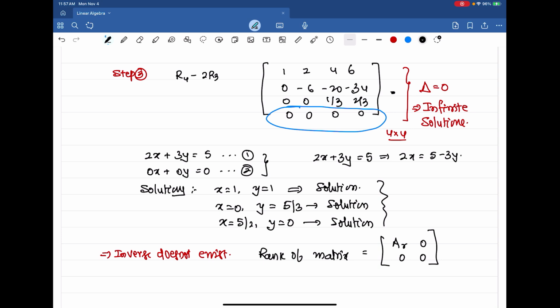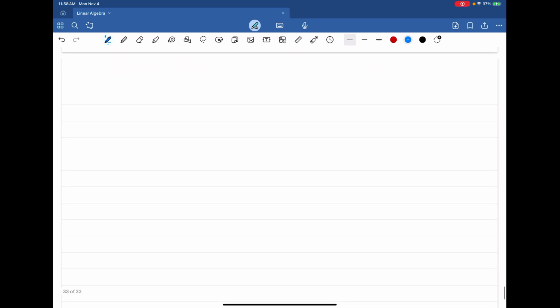Hence, this is the rank of the matrix. If a row is 0, then we reduce the size. Now, the rank of the matrix is equal to 3. The inverse does not exist because the determinant is equal to 0. Now let us find out the condition number.